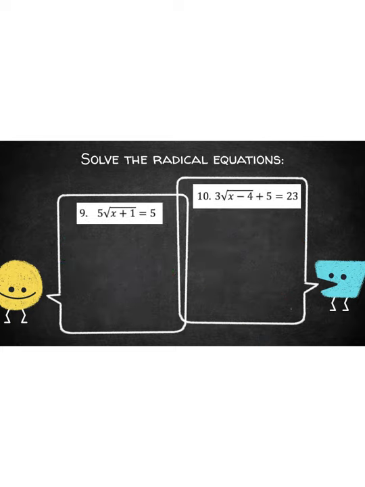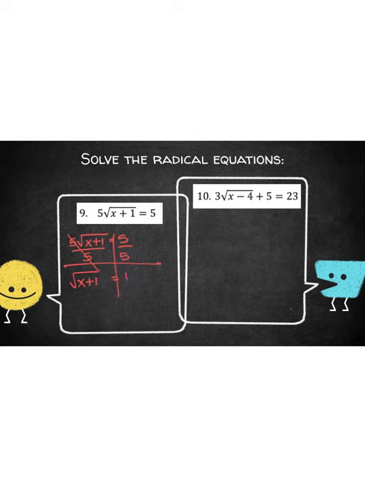Okay, number 9, I see I have 5 outside the radical. That means that 5 is being multiplied by what's inside. So the opposite of multiplying is divide. So I'm going to rewrite this. 5 times the radical of x plus 1 equals 5. Okay, so I'm going to divide this side by 5 and divide this side by 5. So now those 5s are gone. So now I am left with the radical of x plus 1 equals 5 divided by 5, which is 1.